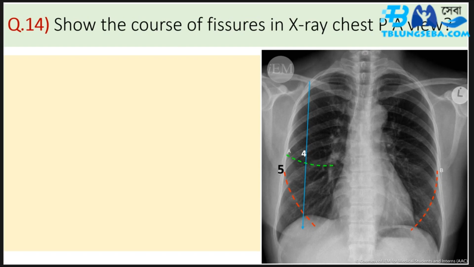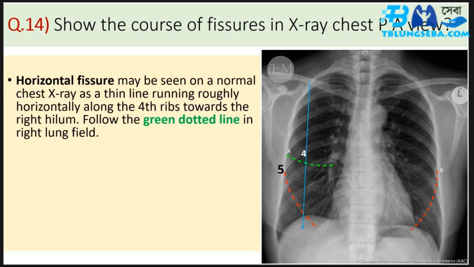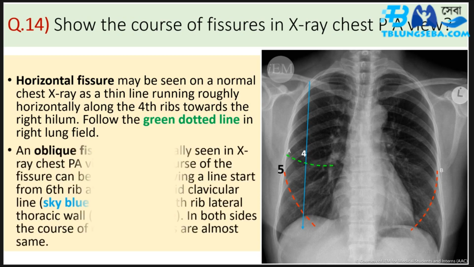Q.14 Show the course of fissures in X-ray chest PA view. Horizontal fissure may be seen on a normal chest X-ray as a thin line running roughly horizontally along the fourth ribs towards the right hilum. Follow the green dotted line in right lung field.